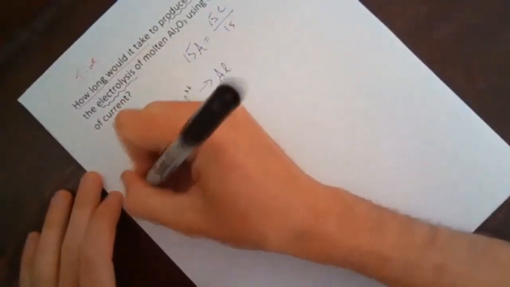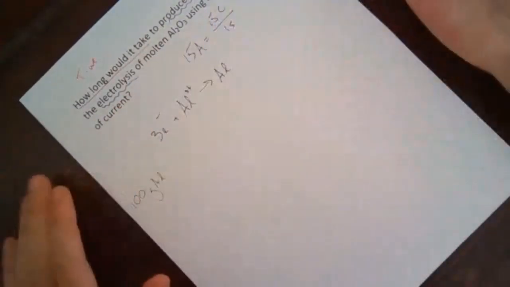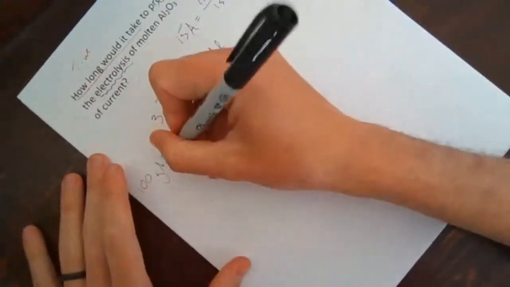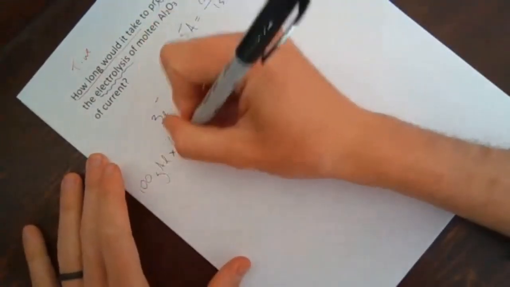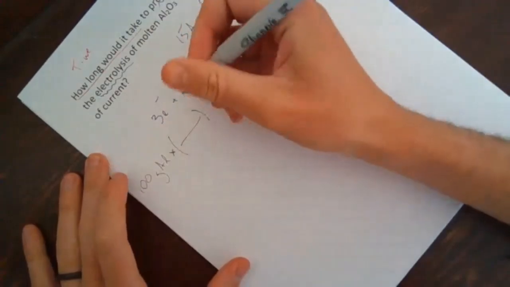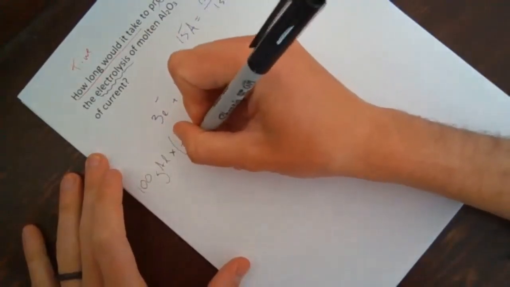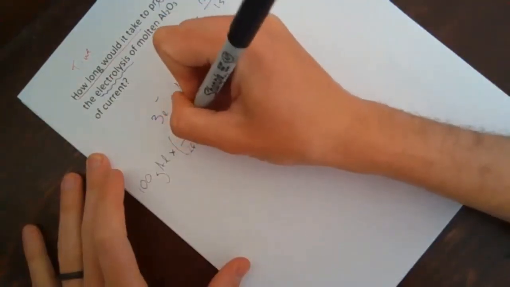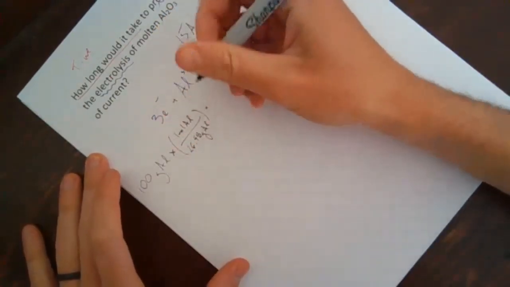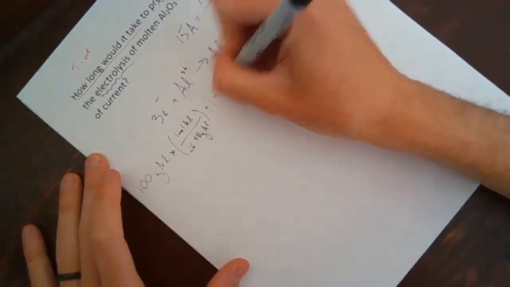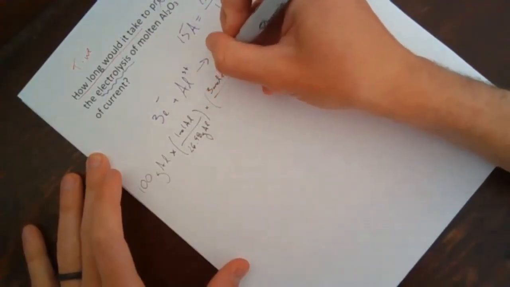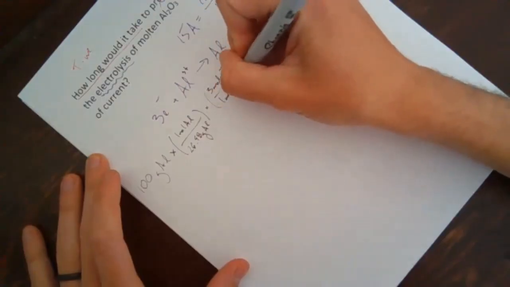So I start with my 100 grams of aluminum. And I know if I want to do some stoichiometry, if I want to relate it to the electrons, I need to turn it into moles. And so if I look up, the molar mass of aluminum is 26.98 grams of aluminum for every 1 mole of aluminum. From there, I can use that it is 3 moles of electrons for every 1 mole of aluminum.